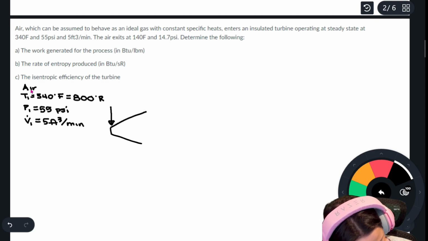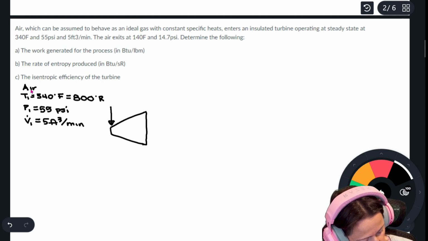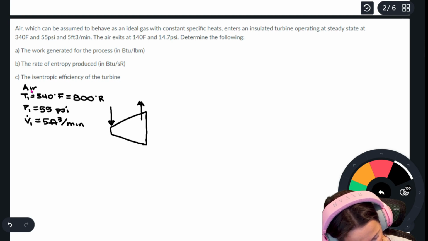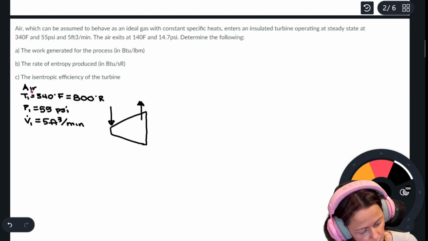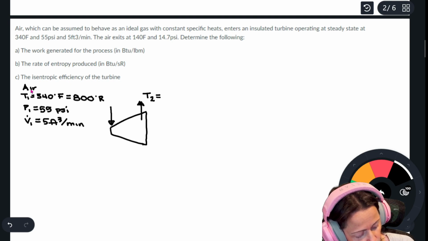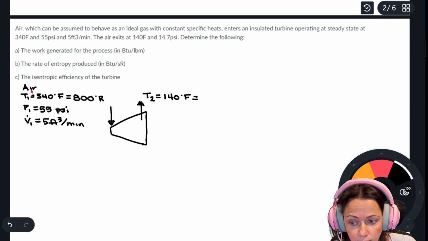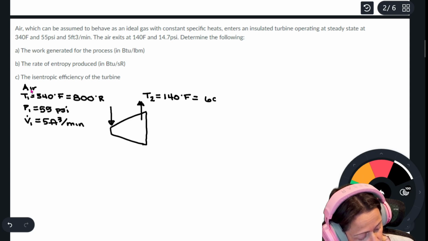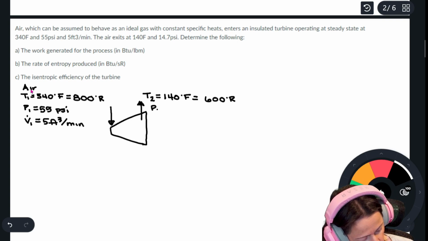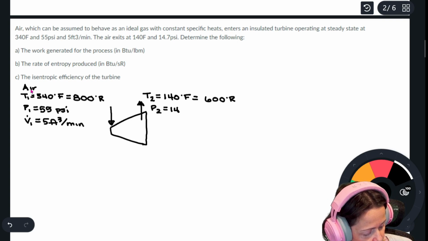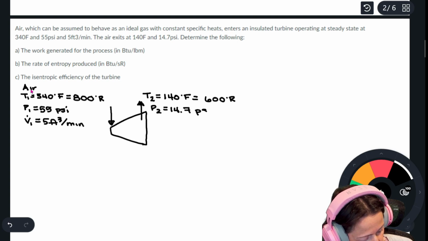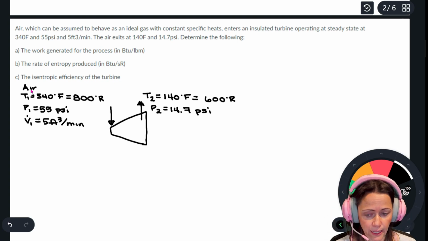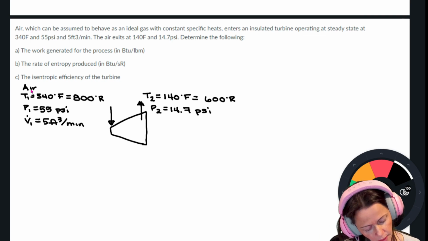And just to kind of save space, I'll have it coming out right here. It doesn't really matter. But it's coming out at T2, 140 degrees Fahrenheit. And again, we might as well put it in degrees Rankine. And P2, 14.7 PSI.